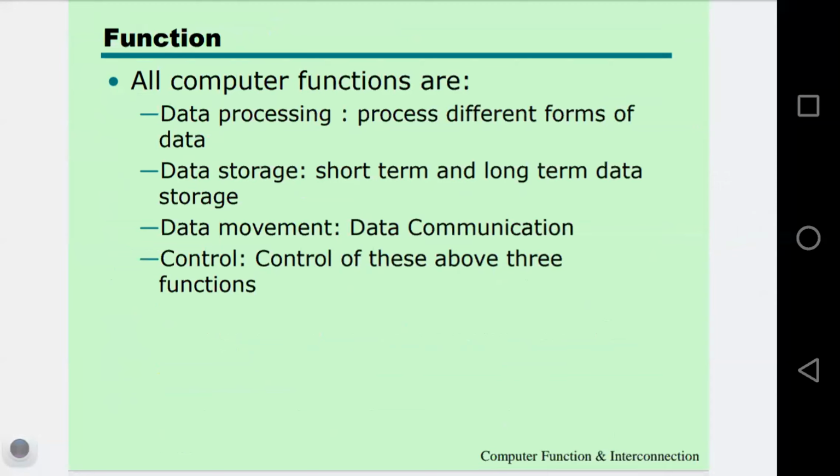So in a computer, there are different components. Function means how the components function. So in computer function, there are different types of units, like the processor, for data processing. It processes different forms of data. What is the function of the processor? It processes different types of data. So tell me, what are the different types of data?